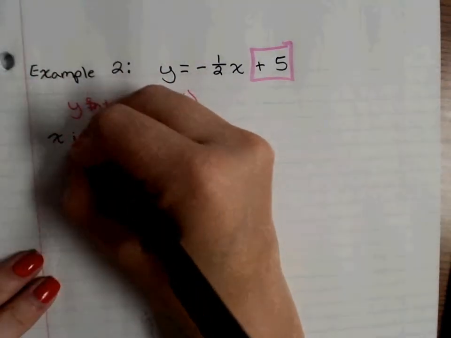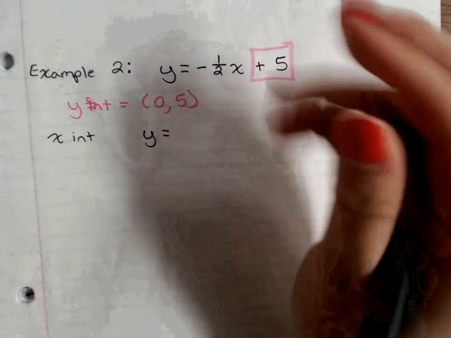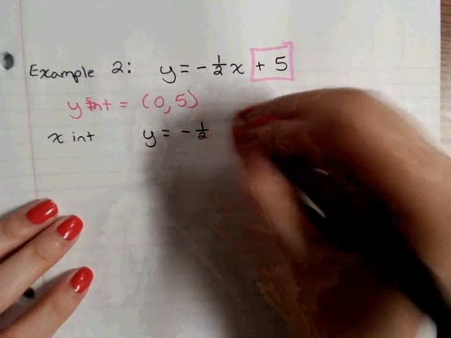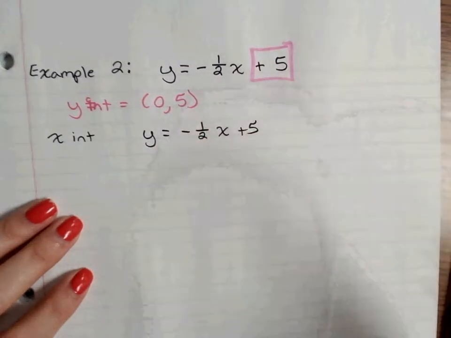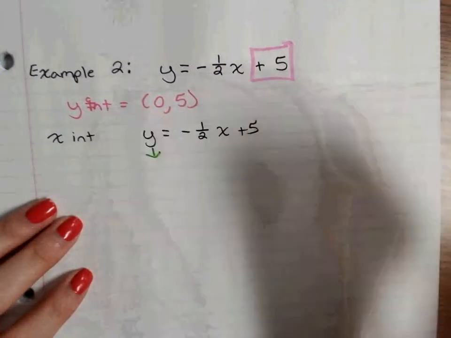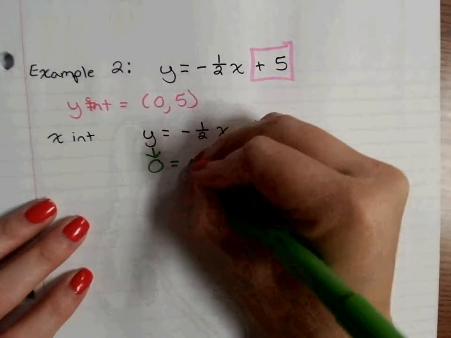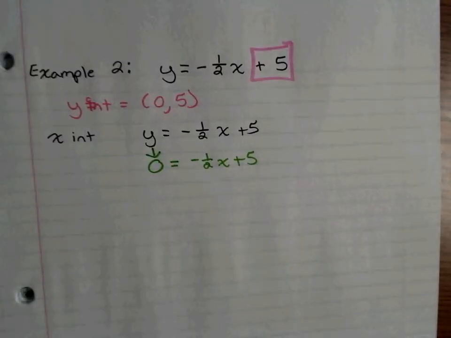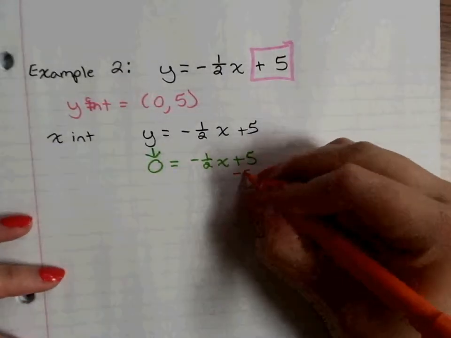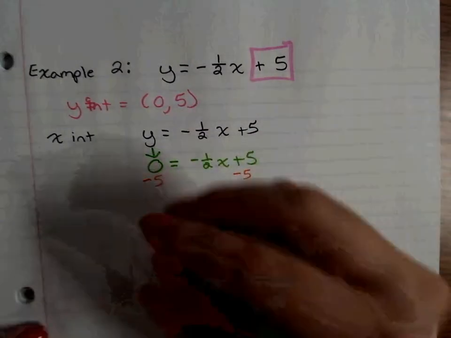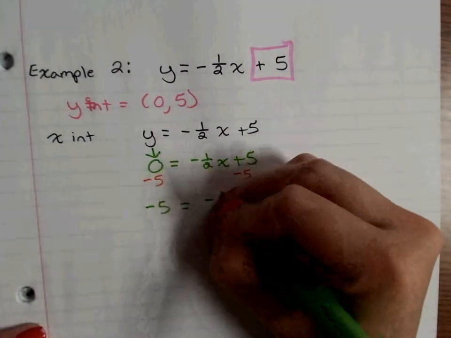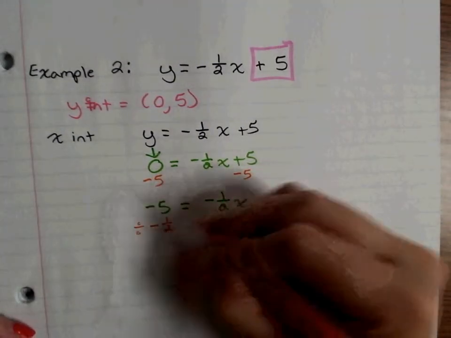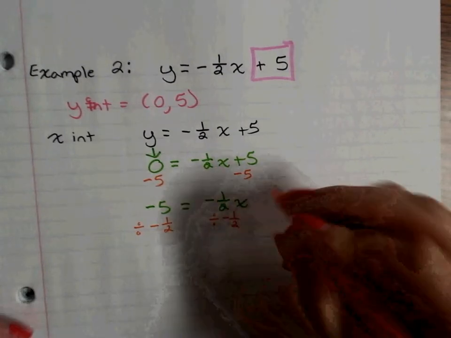Who can tell me what they got for the x-intercept? Jordan? 10, 0. Very good. So if you have the equation y is equal to negative half x plus 5, again, you are going to replace that y with what value? 0. So it's going to be 0 is equal to negative half x plus 5. The first thing that you would need to do is go ahead and subtract a 5 from both sides. That's going to give you a negative 5 is now equal to a negative half x. And then the last step is to divide both sides by a negative half or multiply by a negative 2.